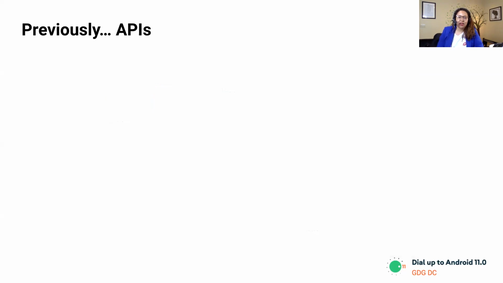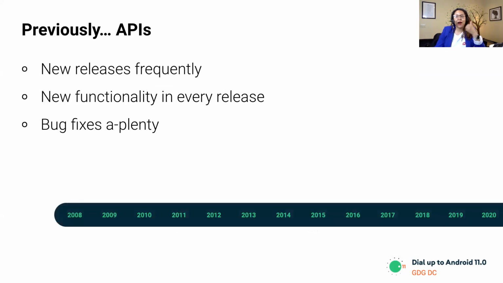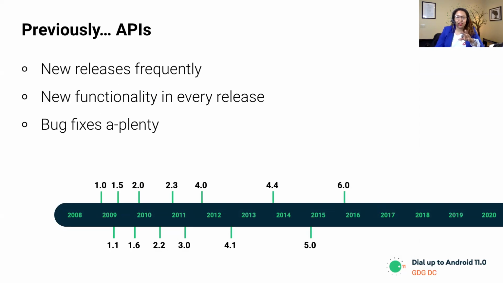And previously for the APIs, there were new releases to the core SDK platform frequently, and there was always new functionality in all the different releases. But although there were all these things, it didn't really help users in the previous releases. So when we look at a timeline of when the SDKs were updated, they were updated very, very often in the beginning. And then it slowed down to more of a yearly cadence.